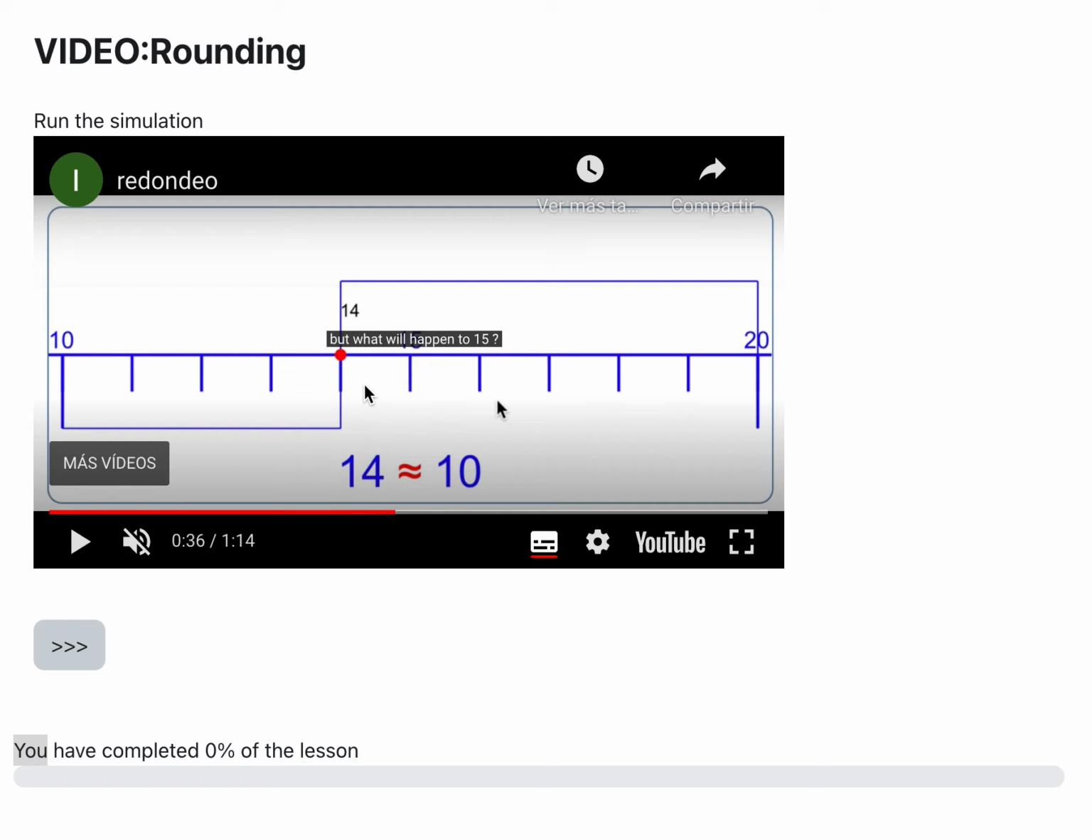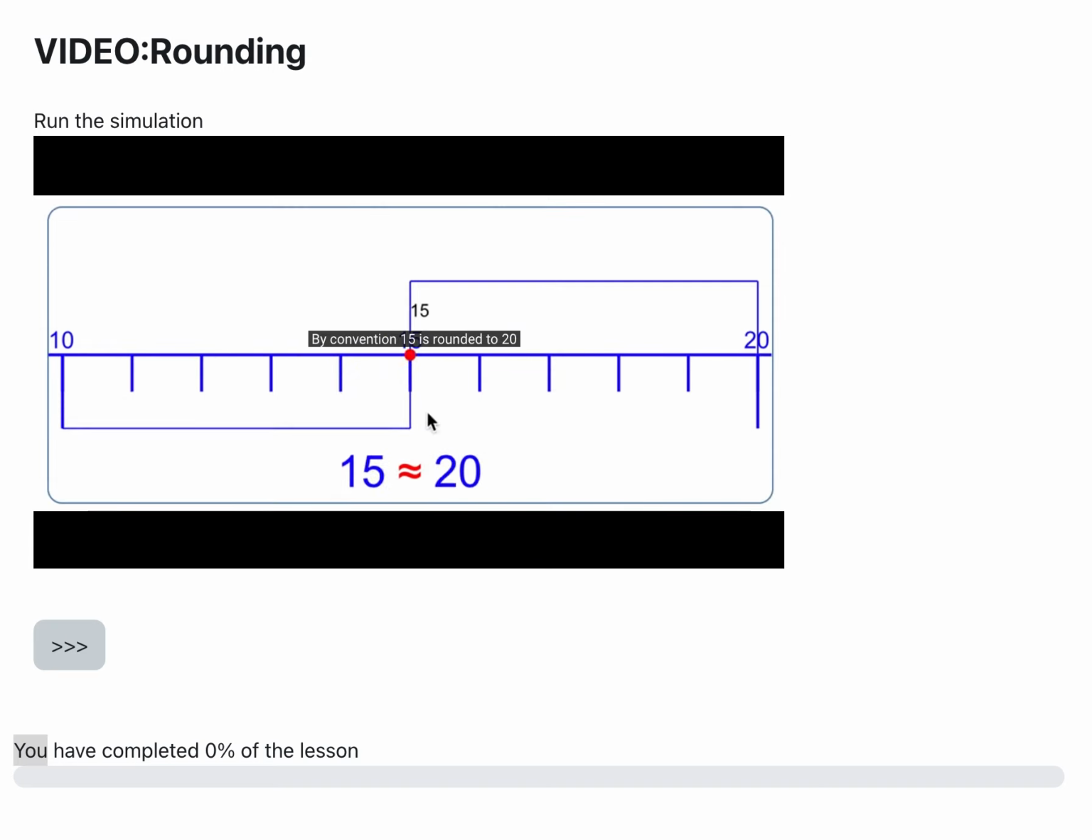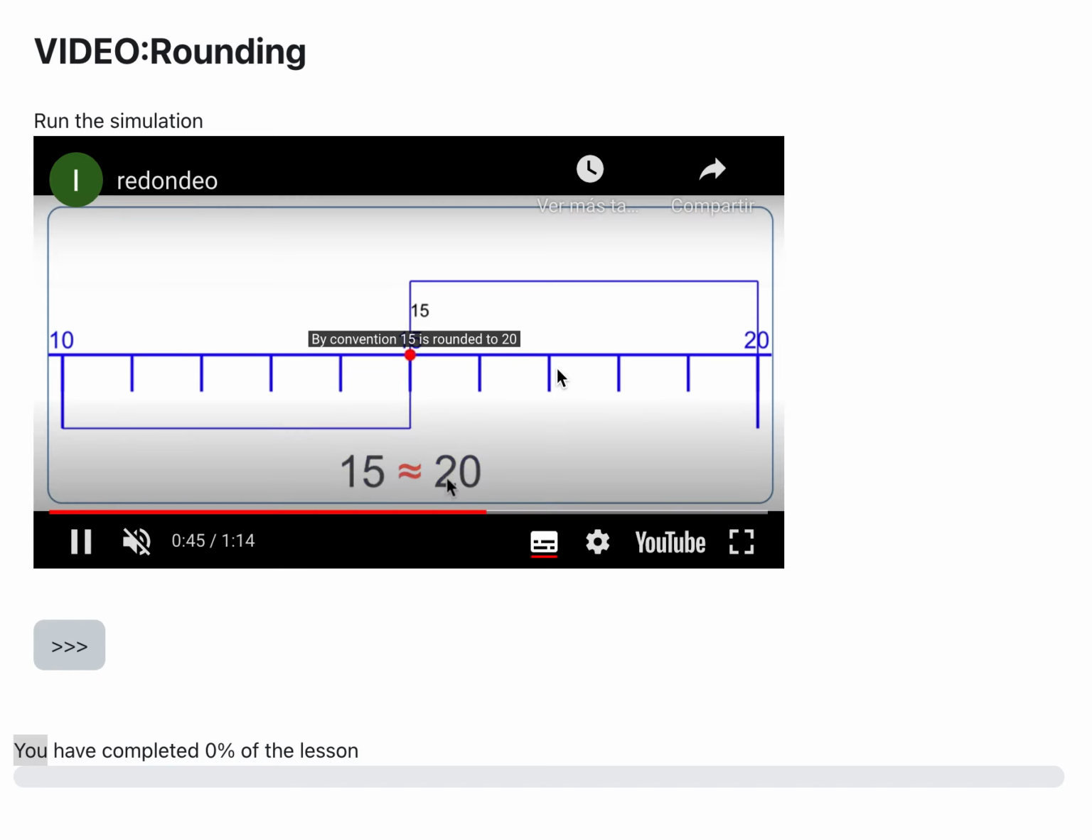This video is a video performed using a GIS-graph animation which has been subtitled in different languages. For example, here we see subtitled in English, and this video explains how rounding works.